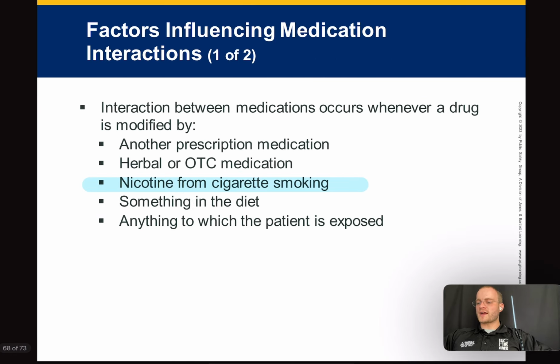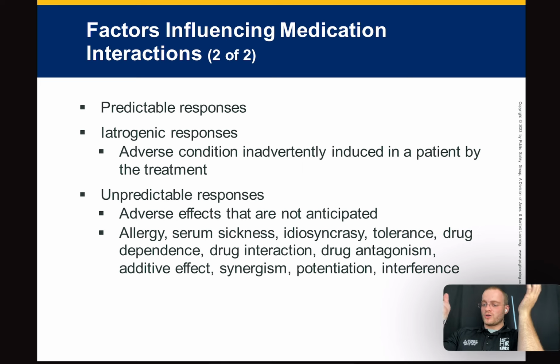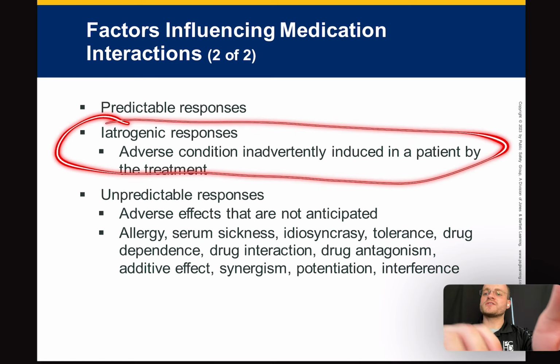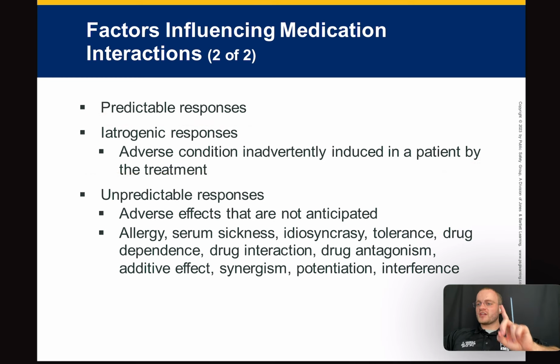So we have predictable responses, right? So if you take a bunch of Xanax and alcohol, you're probably going to overdose. Okay, and that's because they're synergistic, right? They work together and they create a very strong response. But we also have this thing called iatrogenic response, and that's this. Iatrogenic responses are adverse conditions inadvertently induced in a patient by the treatment.